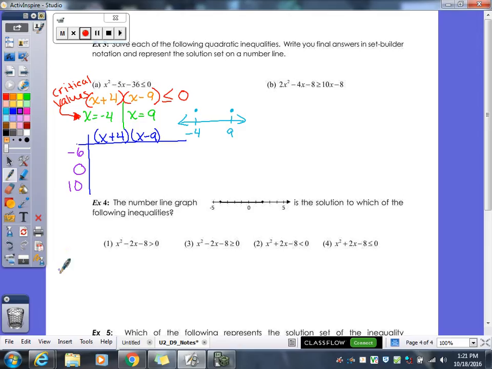And so then we're going to test them. If I plug negative 6 into this parenthesis here, I'd have negative 6 plus 4. I'd end up with a negative number. We don't care what the actual number is. We're just looking for the sign of that number. If I plug negative 6 into this parenthesis, I'd get another negative number. When I multiply negative times negative, I would get a positive.